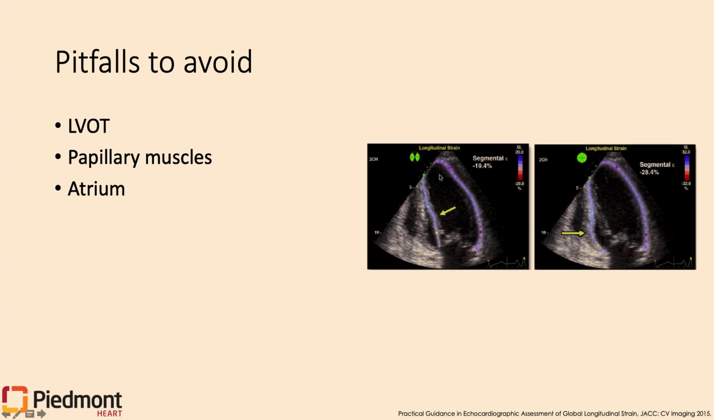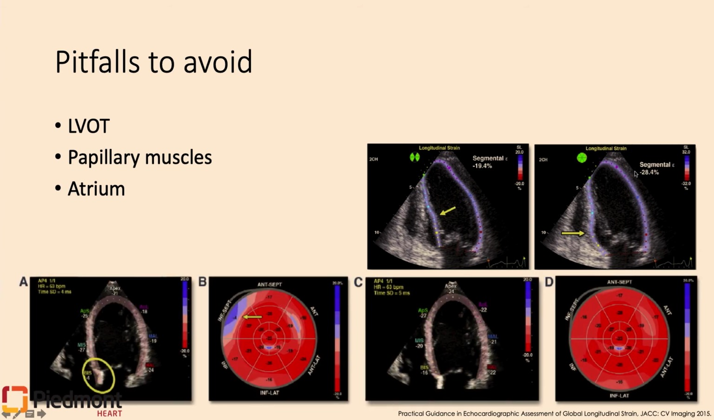When you are tracking the LV, please make sure you do not accidentally track the papillary muscles. You can see in this example that doing so caused a peak systolic strain of negative 19, when in actuality the peak systolic strain was negative 28. Likewise, please make sure that you don't track all the way into the atrium.